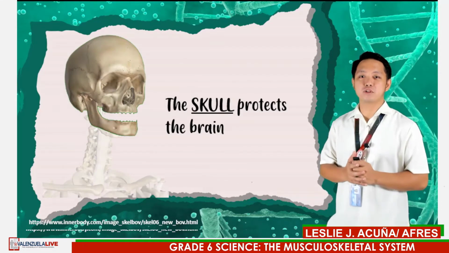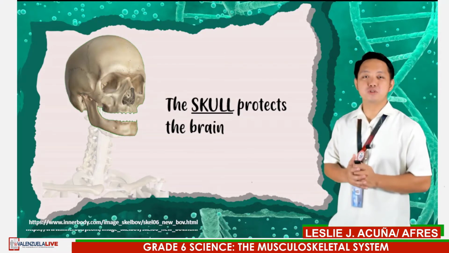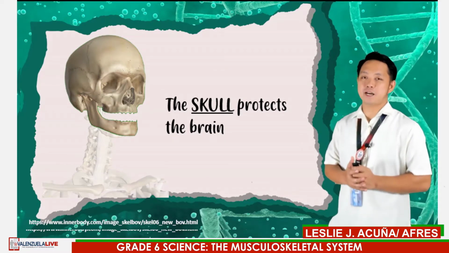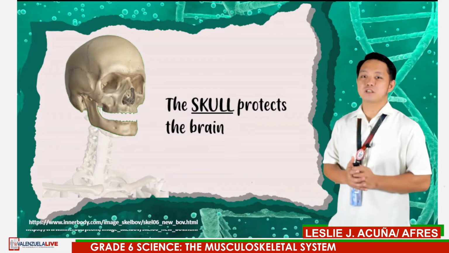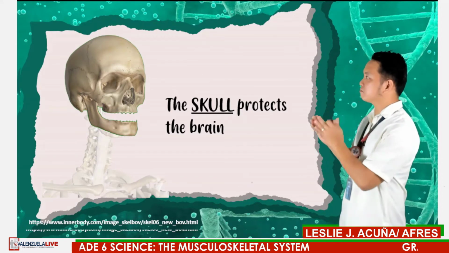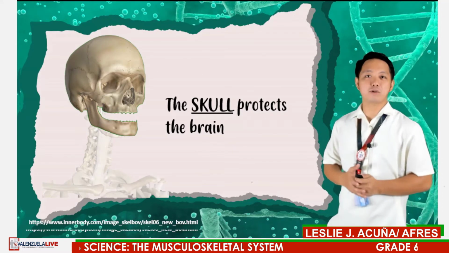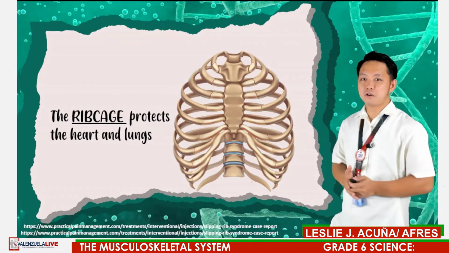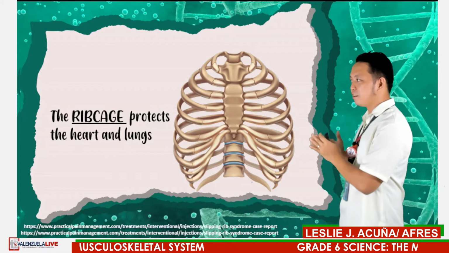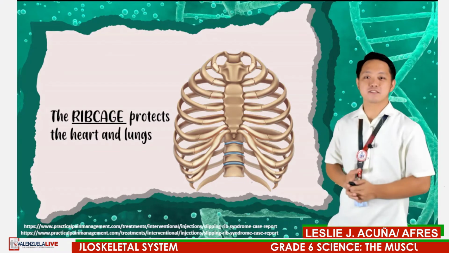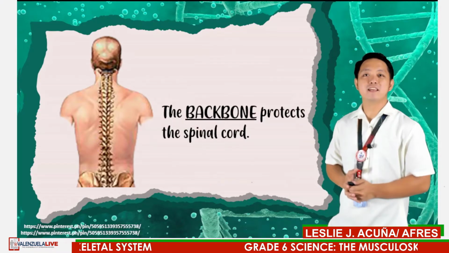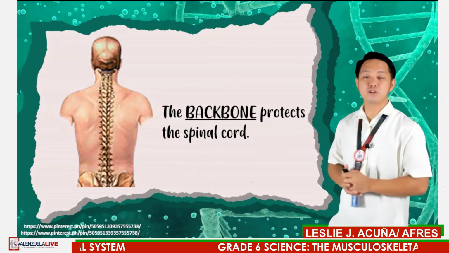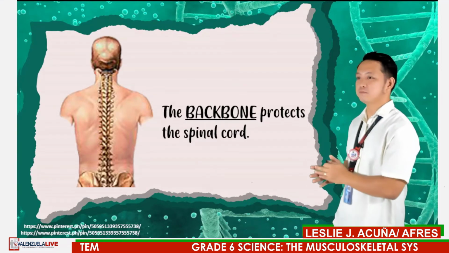Bones also protect the soft tissues and organs of the body, like the skull that protects our brain, the ribs protect the heart and lungs, and the backbone protects the spinal cord.